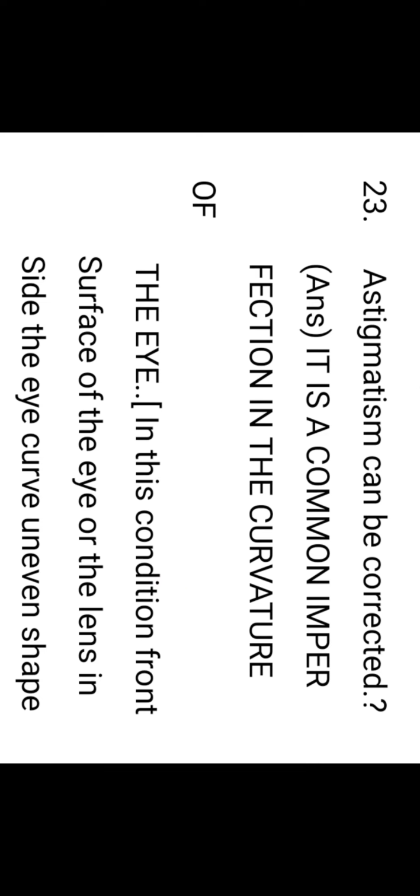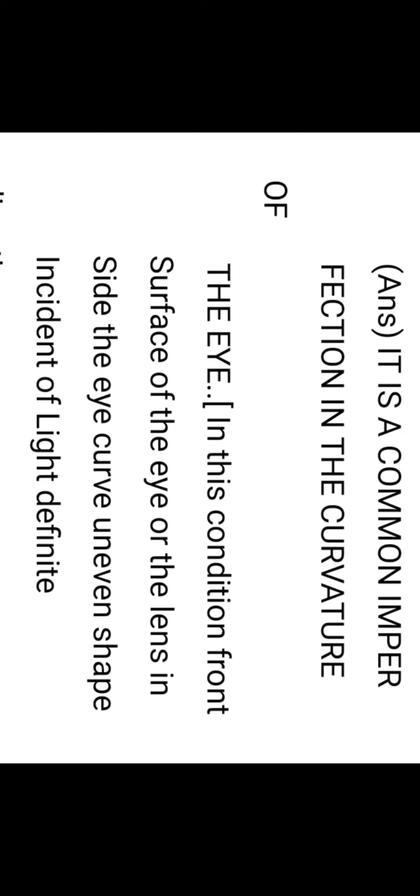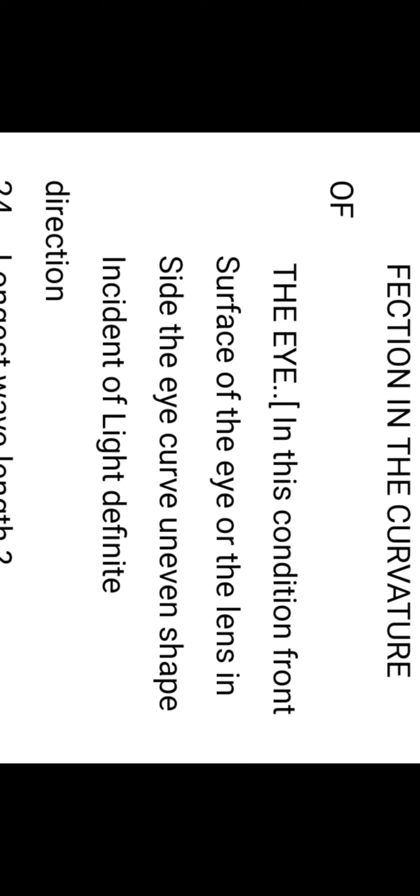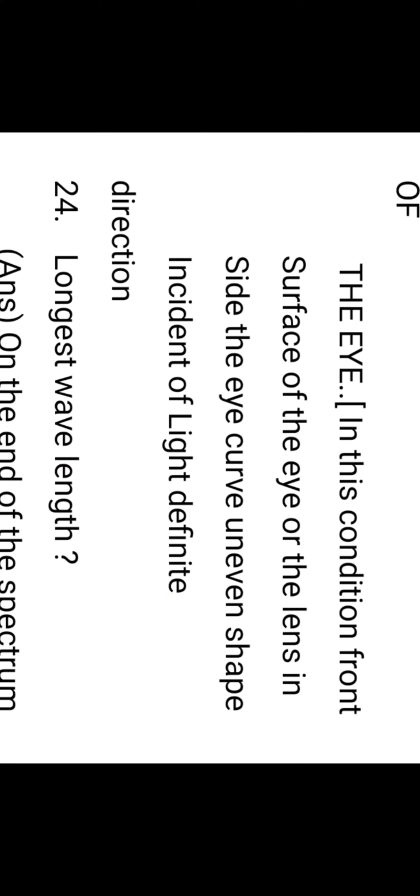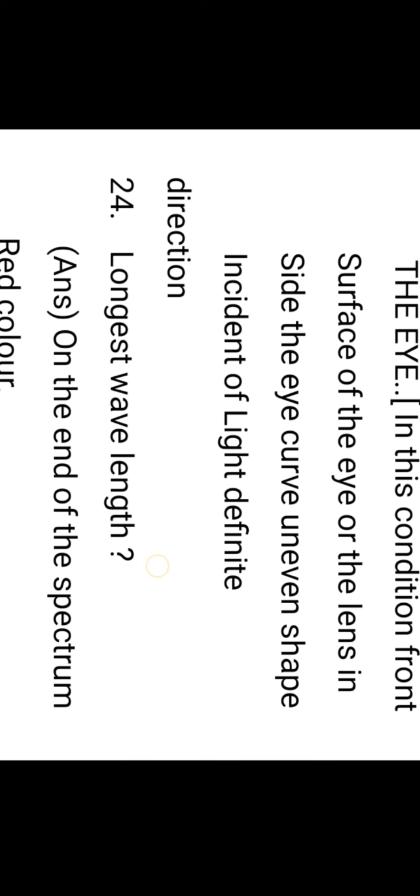Astigmatism can be corrected. It is a common defect related to the curvature of the eye. In this condition, the front surface of the eye or the lens inside the eye has an uneven shape, so light is incident in different directions. Due to this, we suffer from astigmatism and cannot see the picture clearly. That is the main reason.